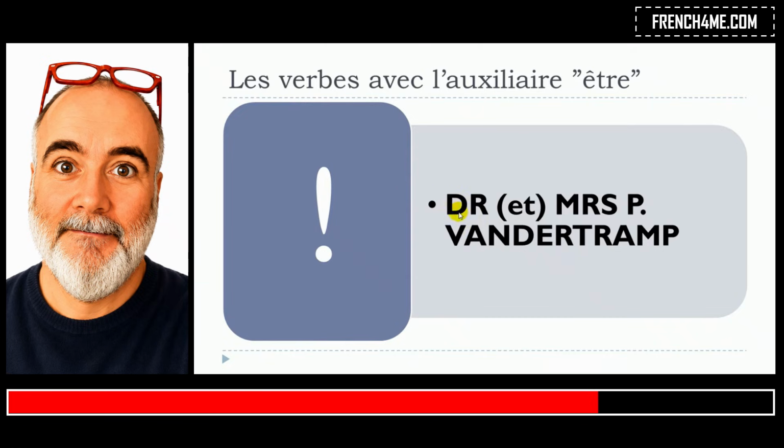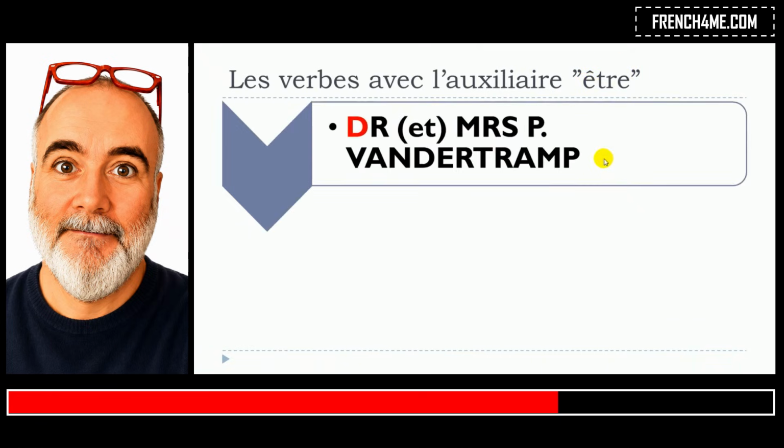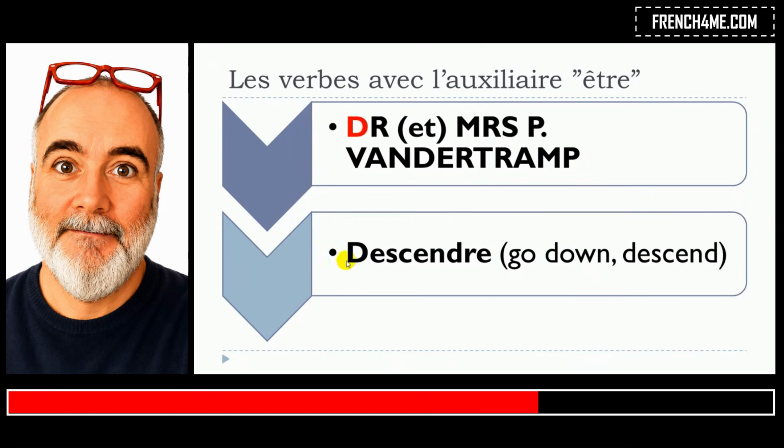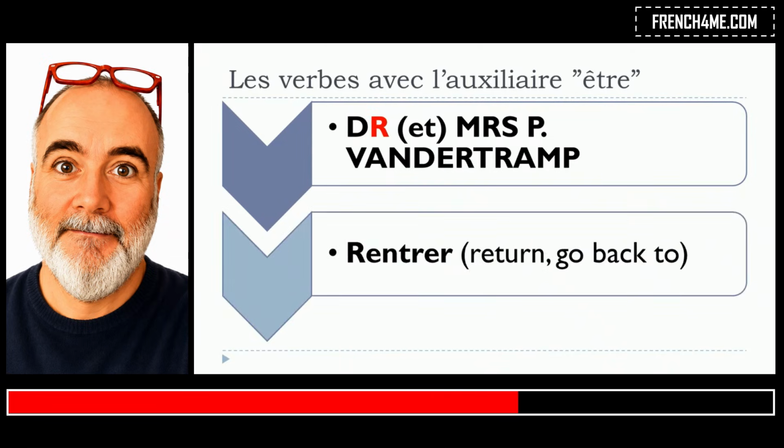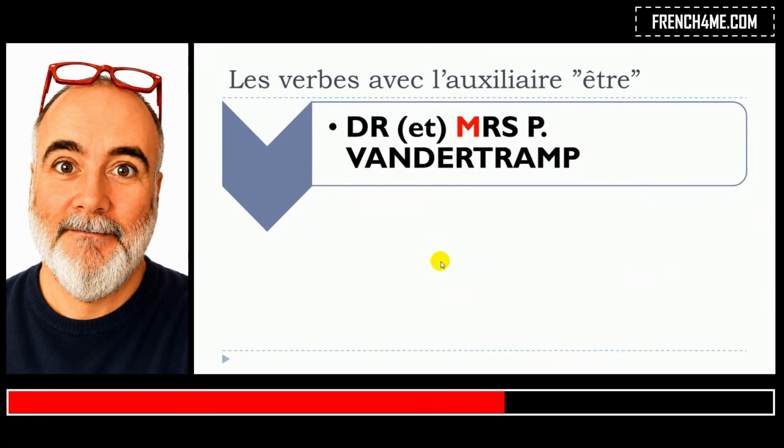Okay, so the idea is that you will try to remember these names, and then each letter will represent one verb that will require this auxiliaire être. Okay, so let's start now. And so if we take the whole thing here and then we take only the first letter here, it's D, and then D will be for the verb descendre. Okay, descendre. Then after that, R will be for rentrer. Okay, rentrer.